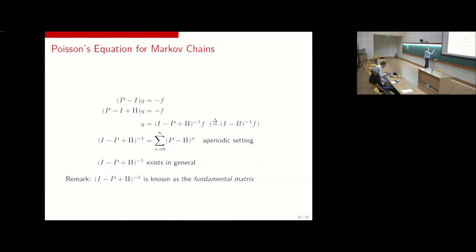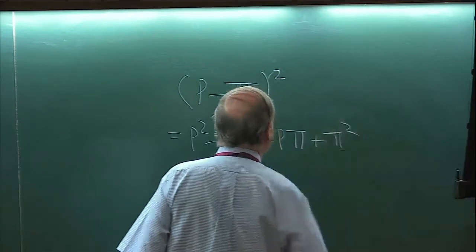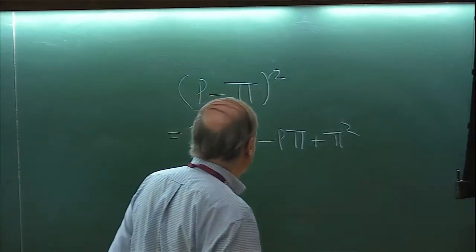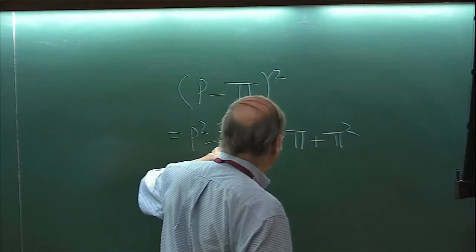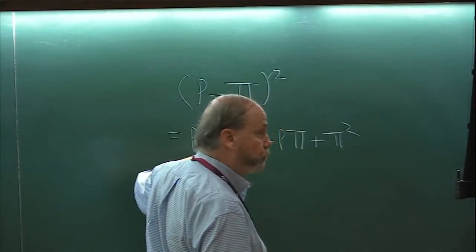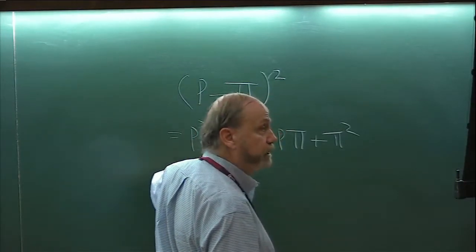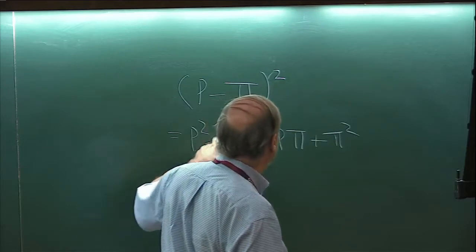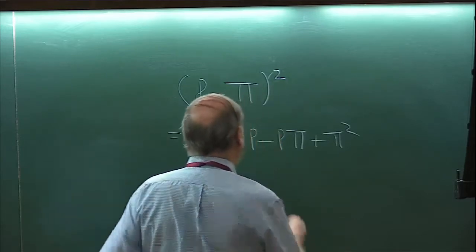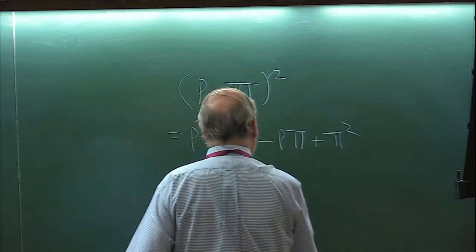I get P squared minus pi P minus P pi plus pi squared. Now, because pi is the equilibrium distribution for the Markov chain, it satisfies pi P equal to pi. That translates in this matrix world into saying that this thing has to be equal to minus pi.